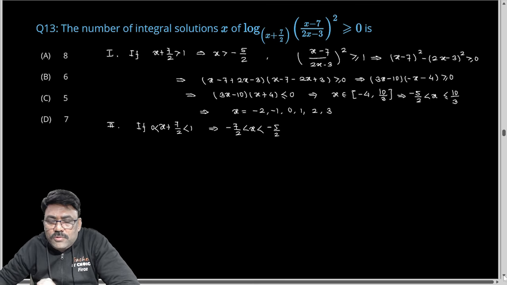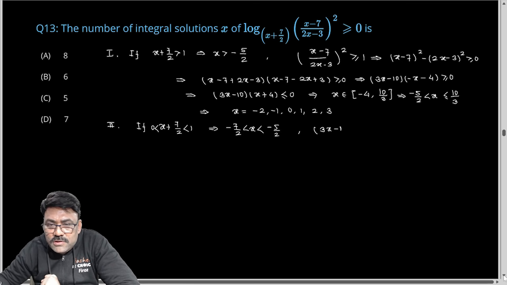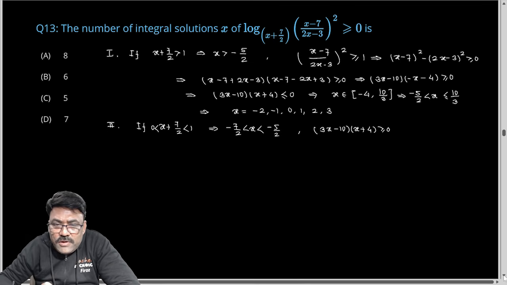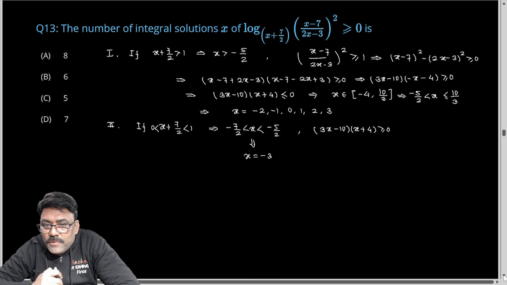Okay, let me solve it. So now inequality will get reversed because base is less than 1. So I will get this same thing which you got here, but inequality will get reversed. So you will get (3x minus 10)(x plus 4) greater than or equal to 0. And see, the only integer inside this region is x equal to minus 3.